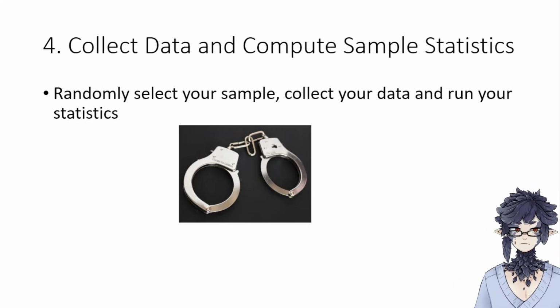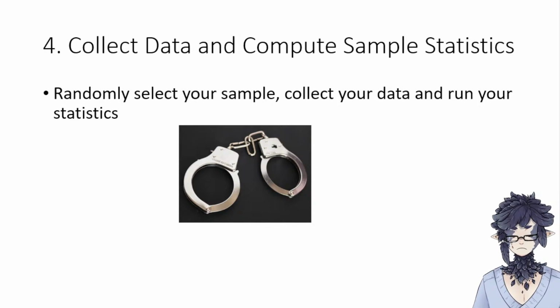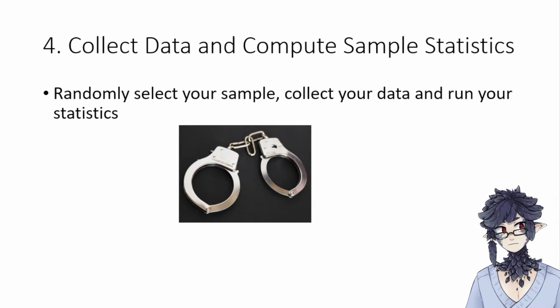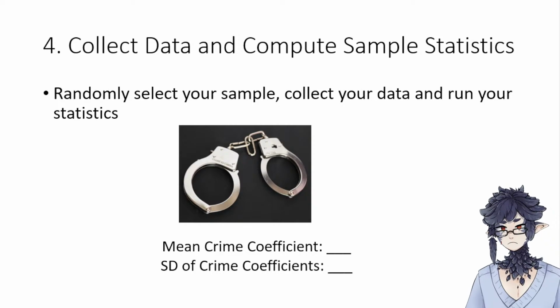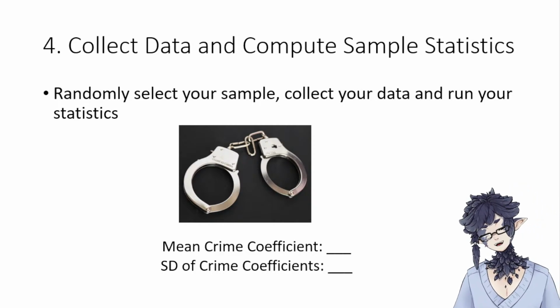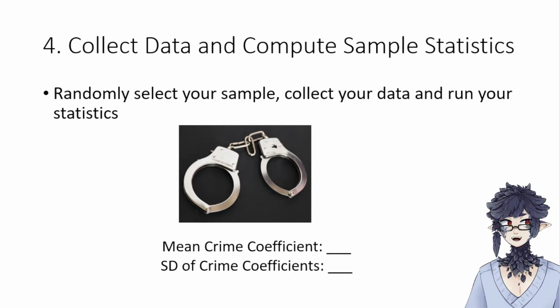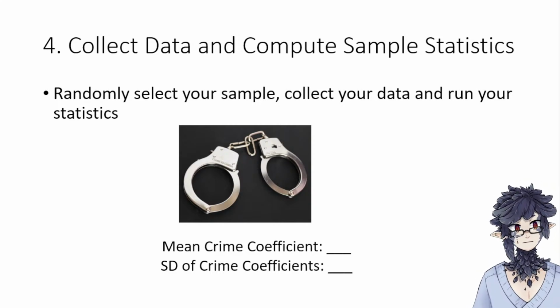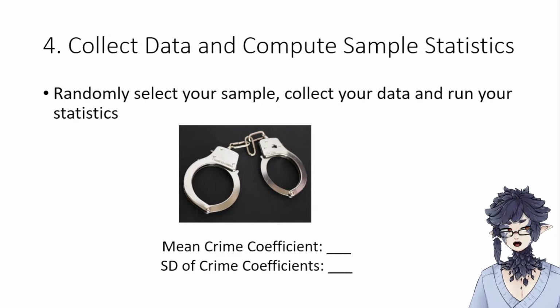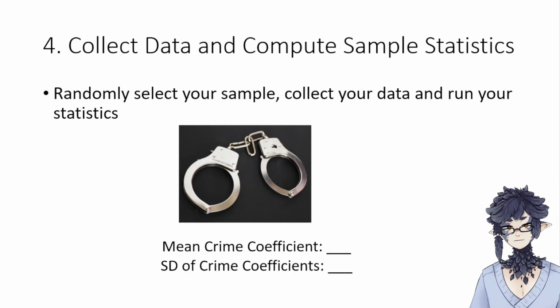Okay, so you run your data, you collect your data, you get your sample statistics. So you get your average crime coefficient and the standard deviation of crime coefficients. Just to remind you of the example we were using, we were looking at Psycho-Pass. Do people convicted of a crime have higher crime coefficients than the general population? Because that's kind of the premise that the government was operating under on psychopaths.